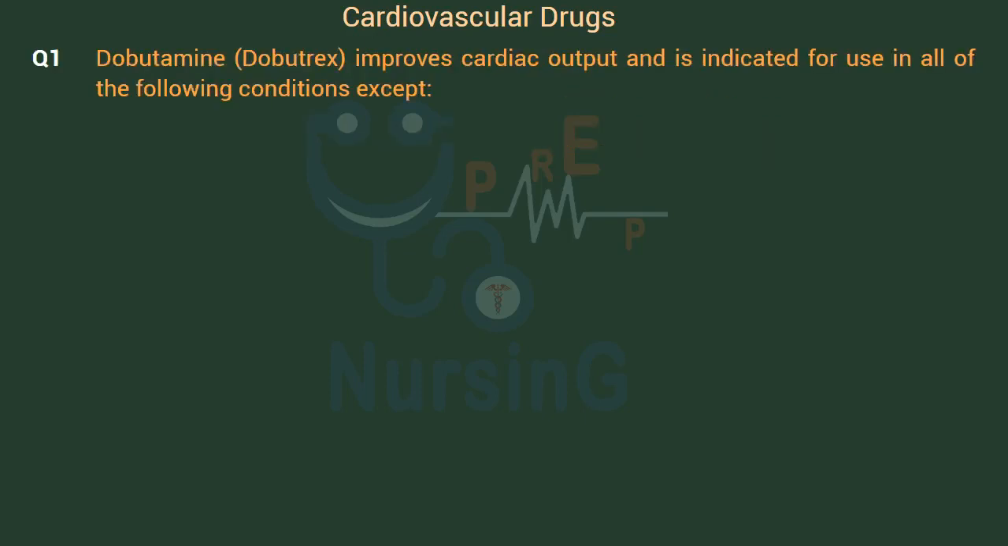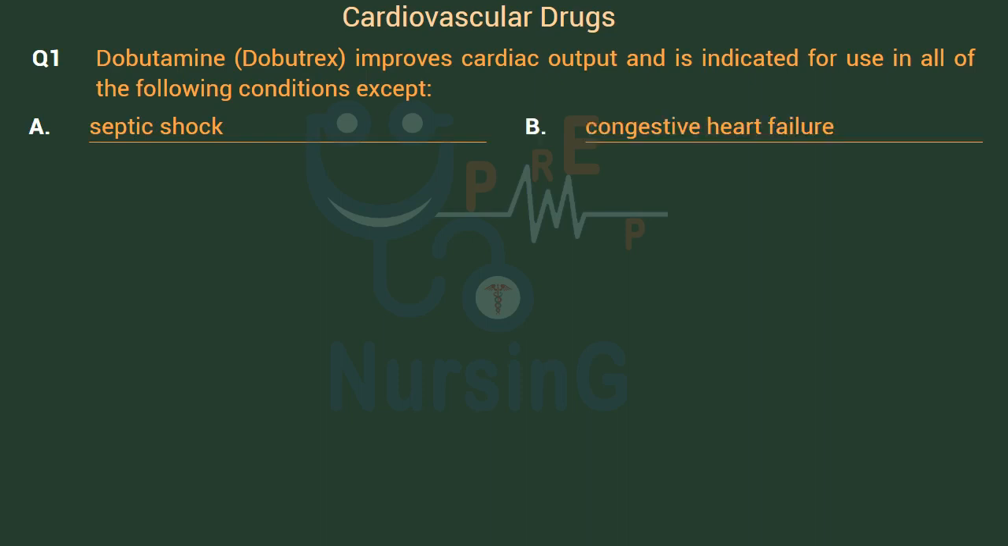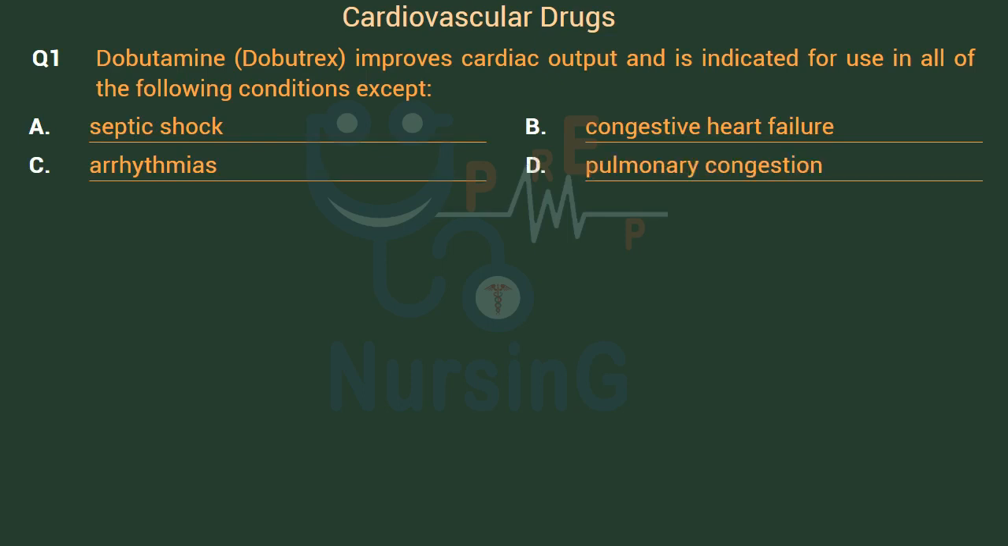Cardiovascular drugs. Dobutamine, Dobutrex, improves cardiac output and is indicated for use in all of the following conditions except: Option A. Septic shock. Option B. Congestive heart failure. Option C. Arrhythmias. Option D. Pulmonary congestion. Right answer is Option C.